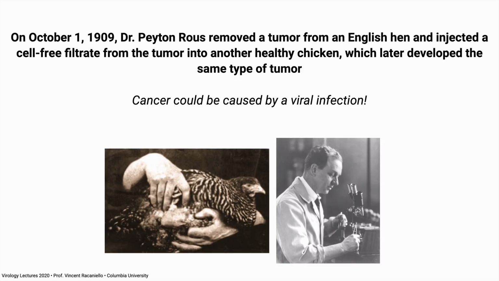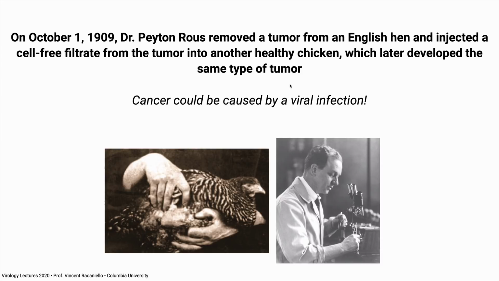This begins in 1909. Peyton Rous, a scientist at the Rockefeller Medical Institute, that's what it was called back then. Now it's, of course, Rockefeller University. A farmer brought him a chicken with a tumor. It's right here. See that big mass on the outside? That's a tumor. It's an English hen. Farmer brought it to him because Rous was interested in understanding what was causing this tumor.